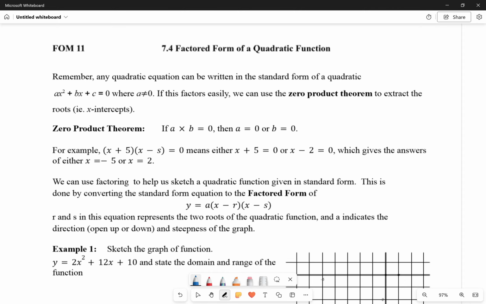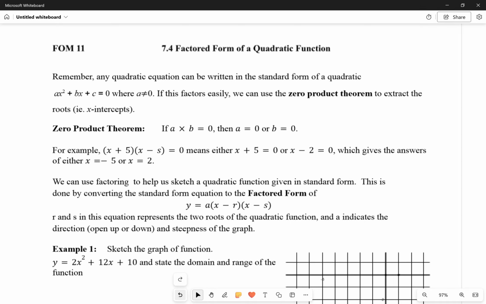Okay. So there is a way of solving a quadratic using factoring. Remember, when we say solving, it means to find the zeros or the roots or the x-intercepts. Those all mean the same thing. And we use something called the zero product theorem to extract the roots or to find the x-intercepts. What is the zero product theorem?